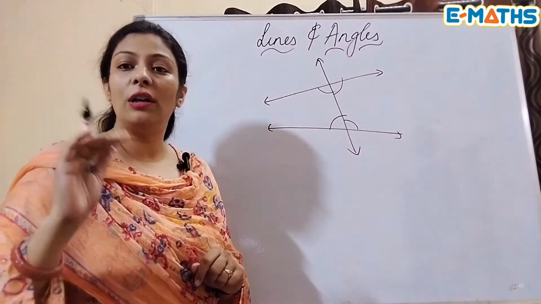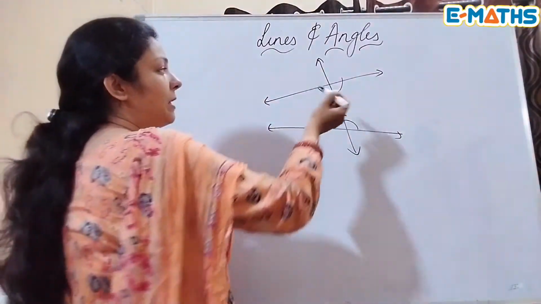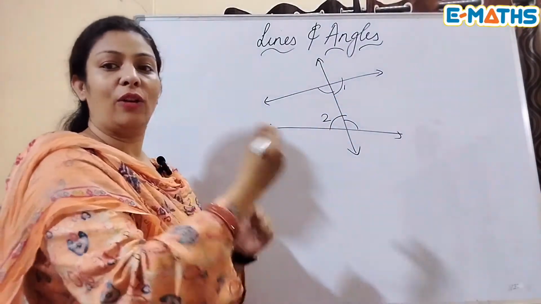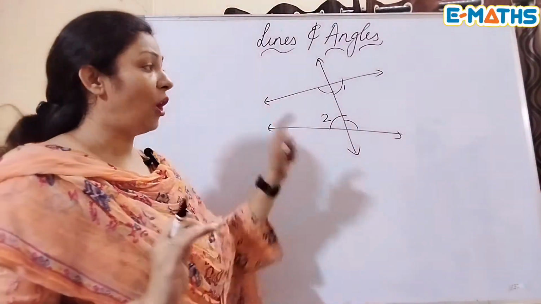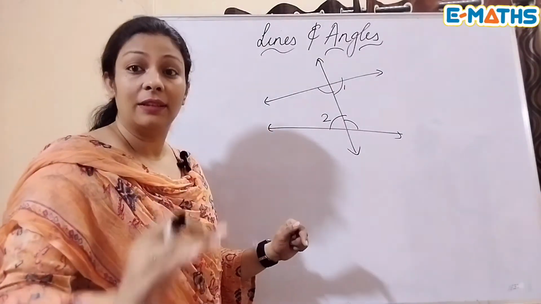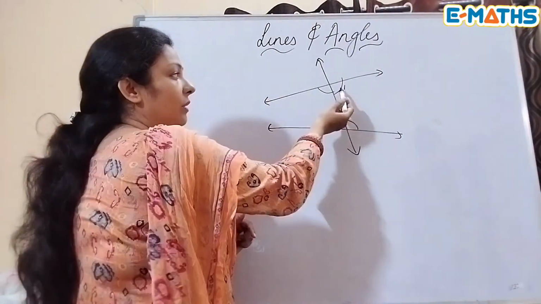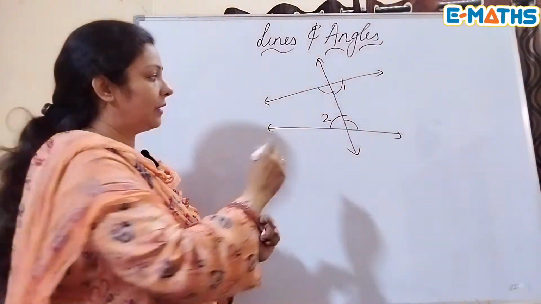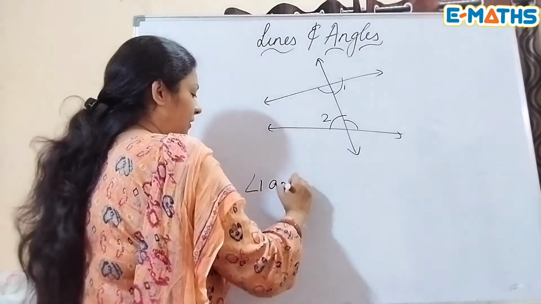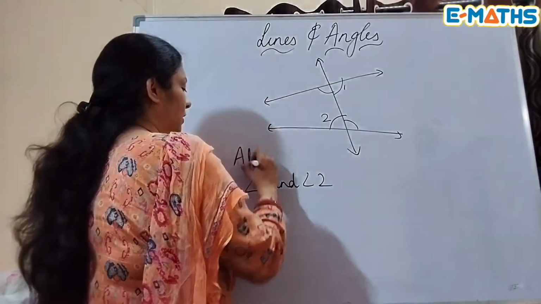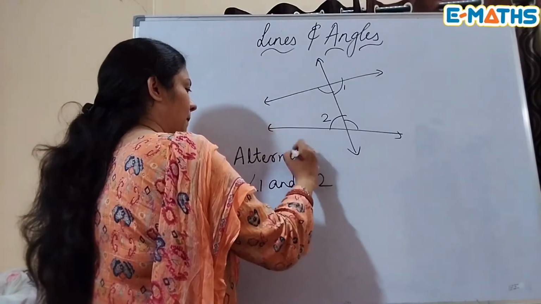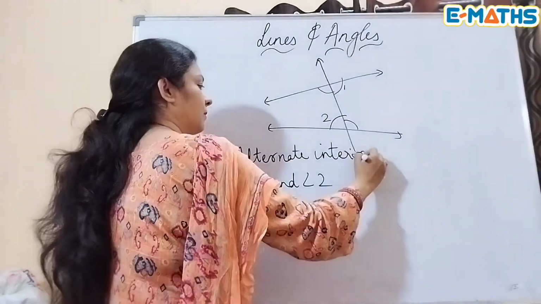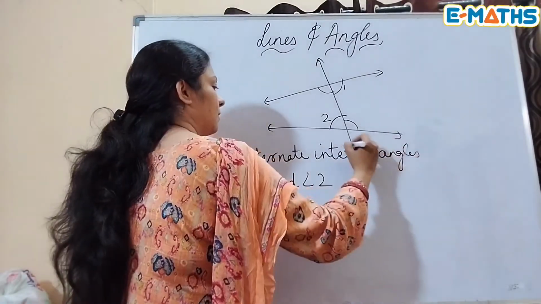Now it says alternate interior. So alternate means one you have to take from here, then the other will come from the other side and on the other line. Remember, alternate interior, look for the interior angles, then look for the alternate of it. If you are taking one angle on this side, the other has to be on the opposite side and on the other line. That's alternate interior angles.